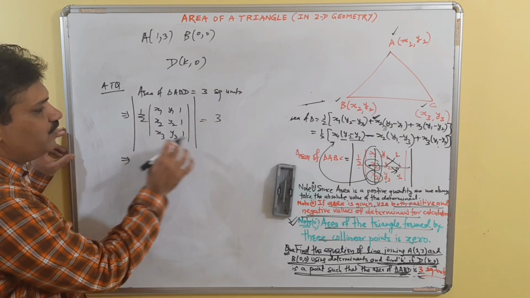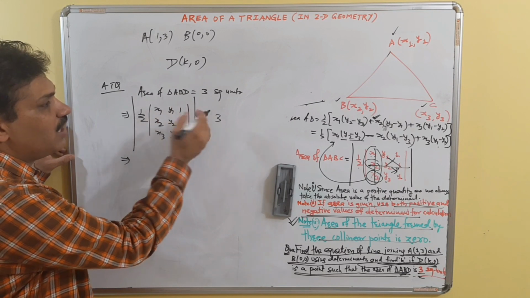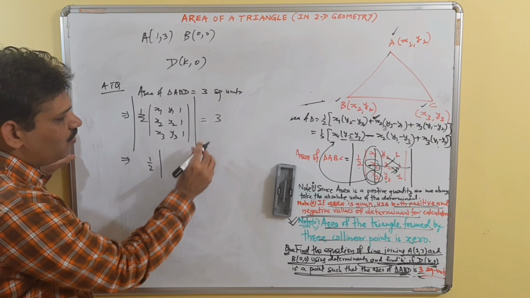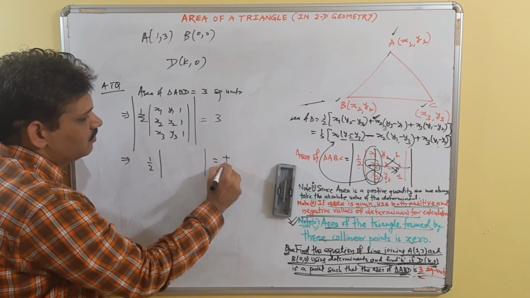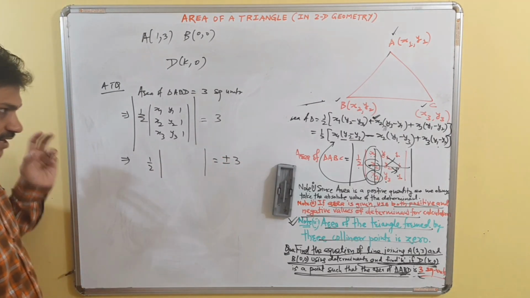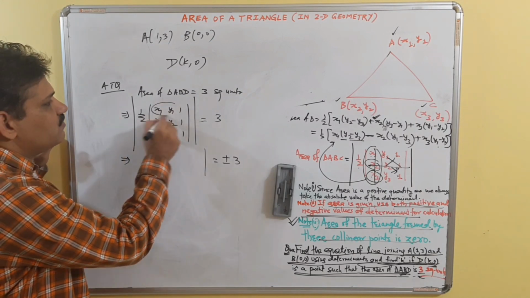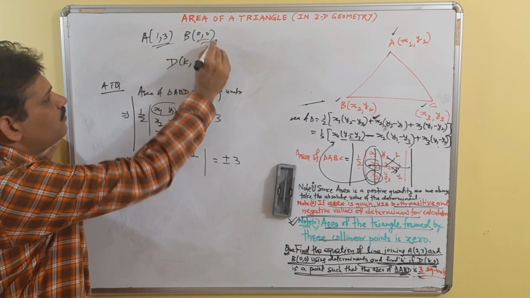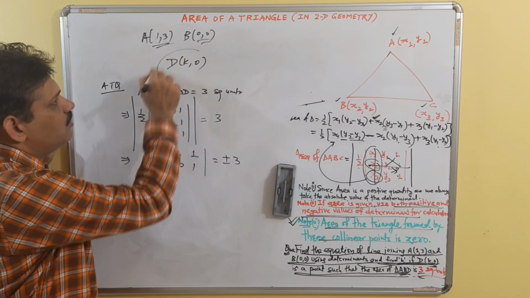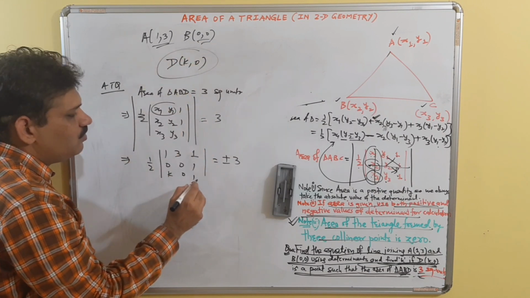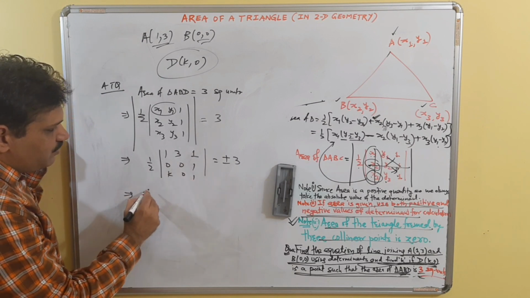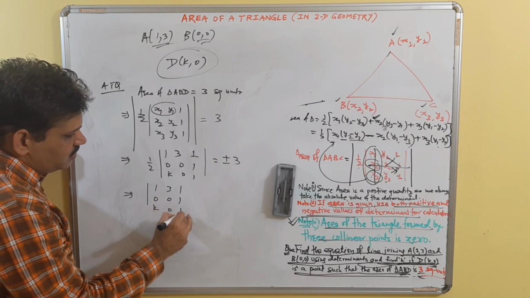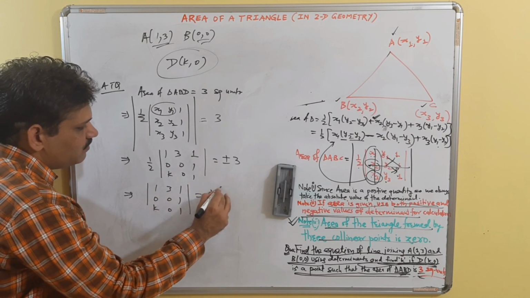So for removing this absolute value sign, this determinant will either be equal to plus 3 or minus 3. So half of this determinant is equal to either plus 3 or minus 3. See, the first point x1 y1 is 1 3, so 1 3 1. Second point is 0 0, so 0 0 1. The third point is k 0, so k 0 1. Multiplying both the sides by 2, we get the determinant 1 3 1, 0 0 1, k 0 1 is equal to plus minus 6.